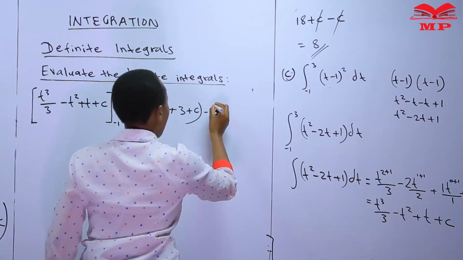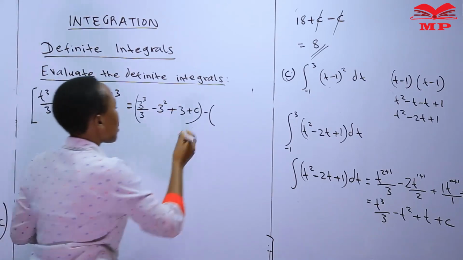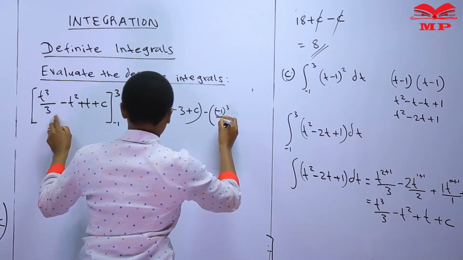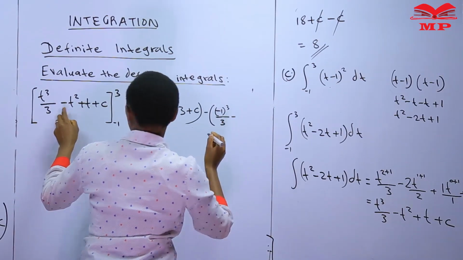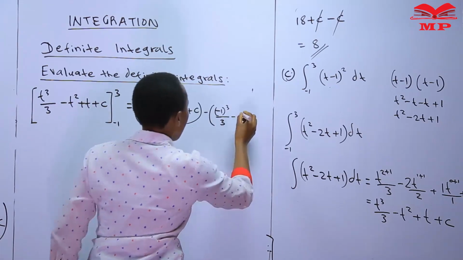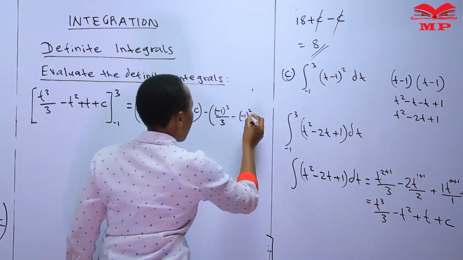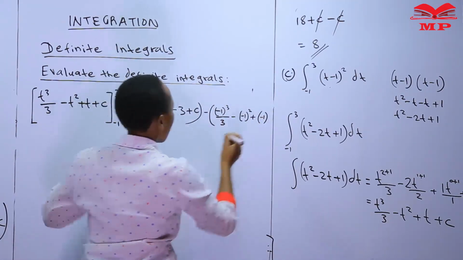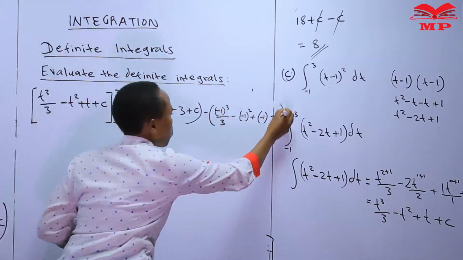Then we have minus, when now our t is -1. So we have (-1) raised to power 3 all over 3. Then minus our t squared, and our t is -1, so (-1) squared. Then plus t, and our t is -1, and then plus c. So that is what we have.